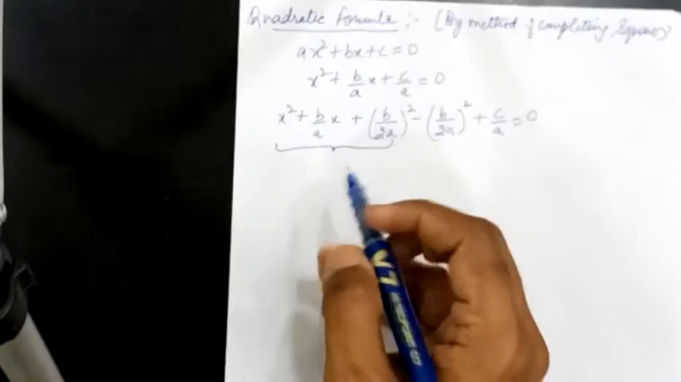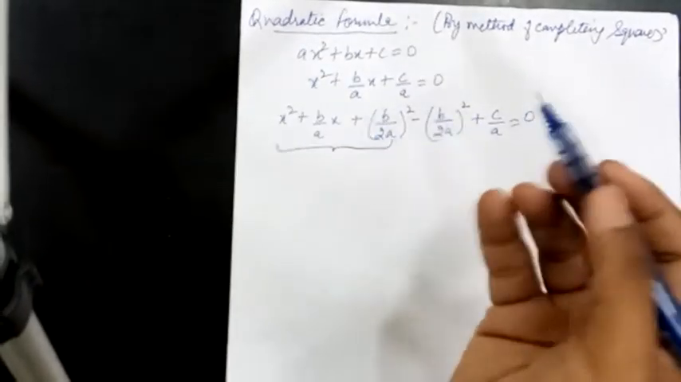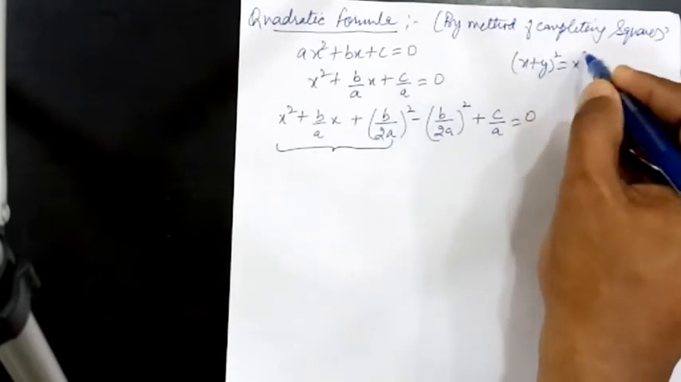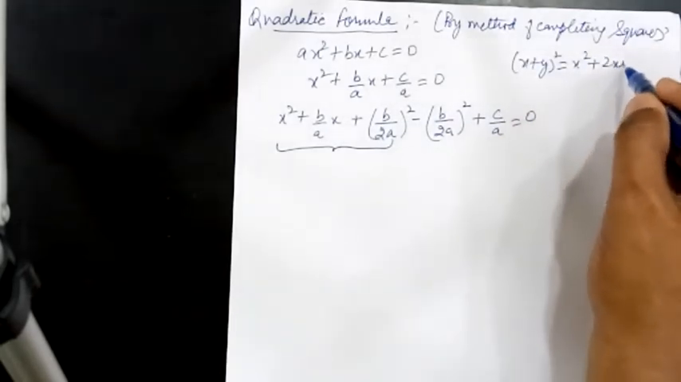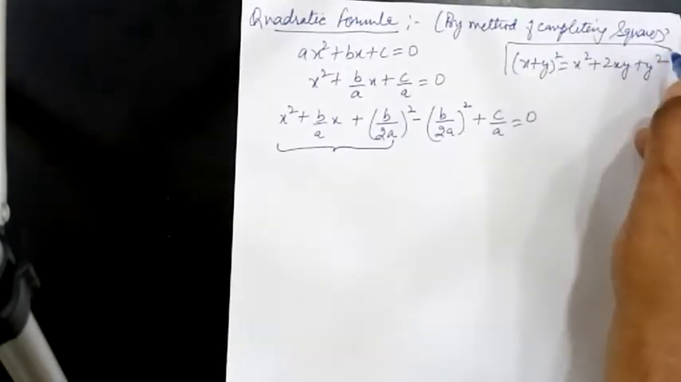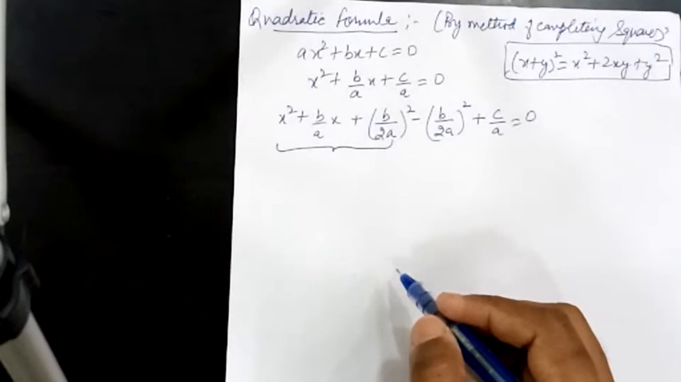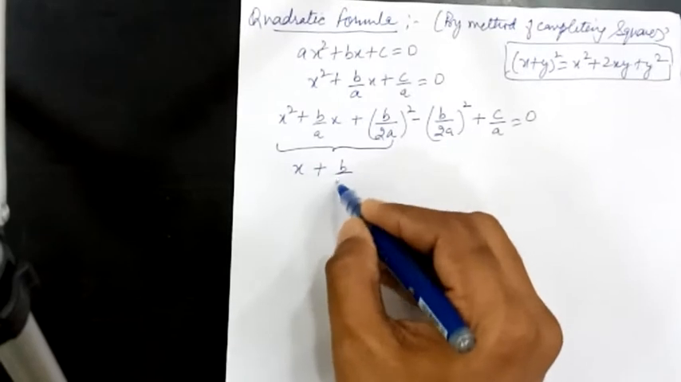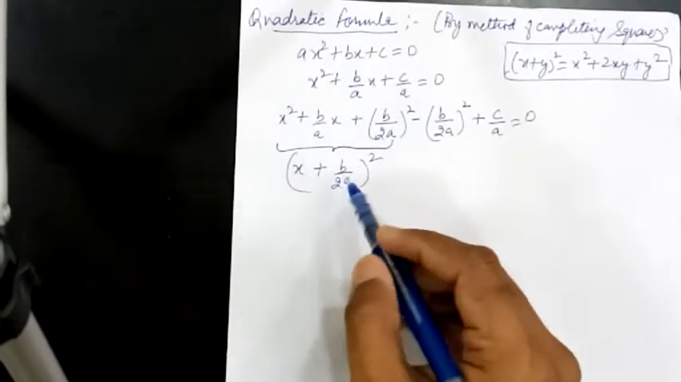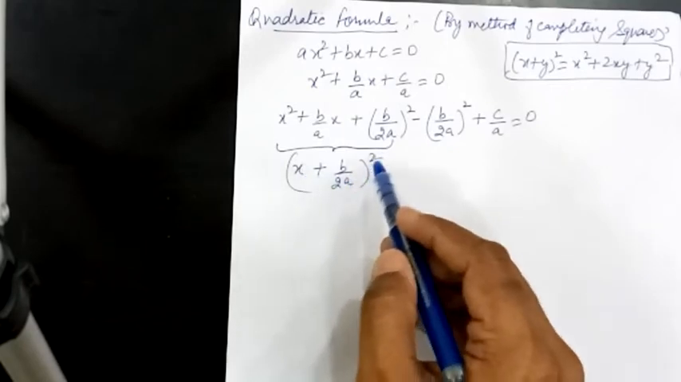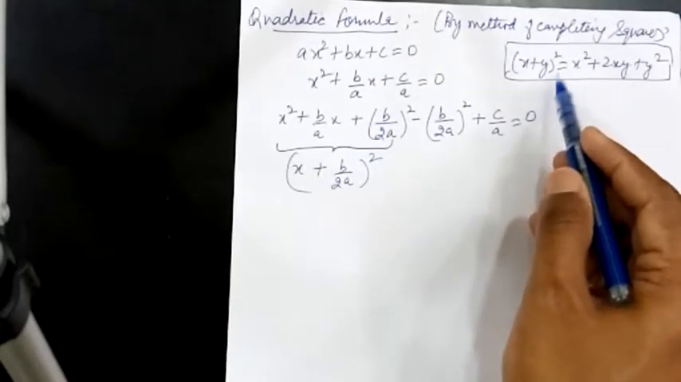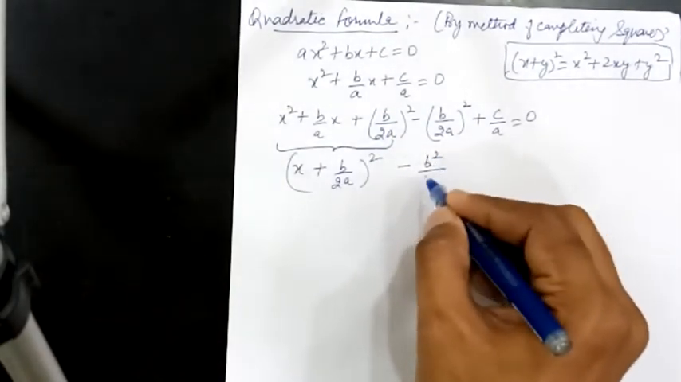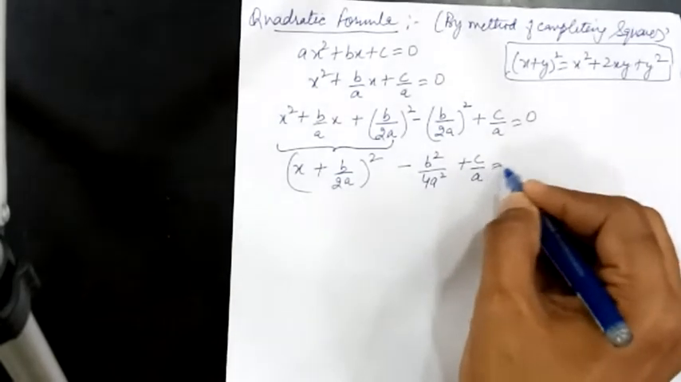This will give you a formula, that is a plus b whole square. Let us suppose the identity was x plus y whole square. This is the identity that we are using here. So what you will get is x plus b upon 2a whole square. This is x, this is y, and if you sort it out using the identity, you will get this very result. Now b square upon 4a square plus c upon a equal to 0.